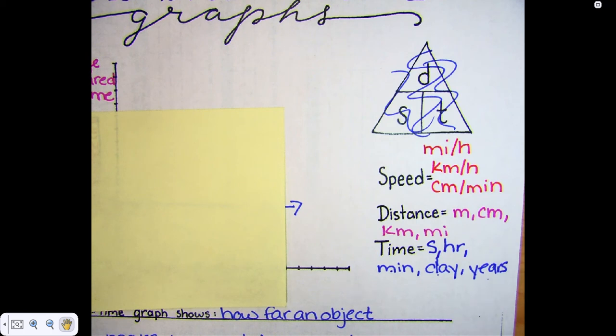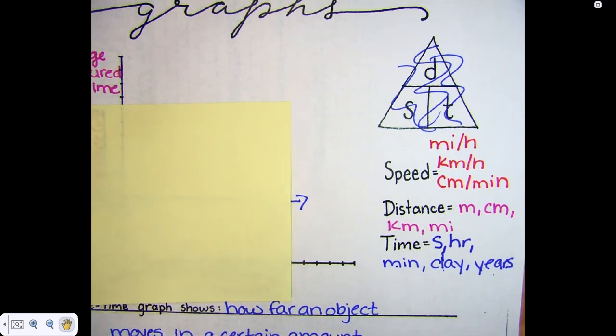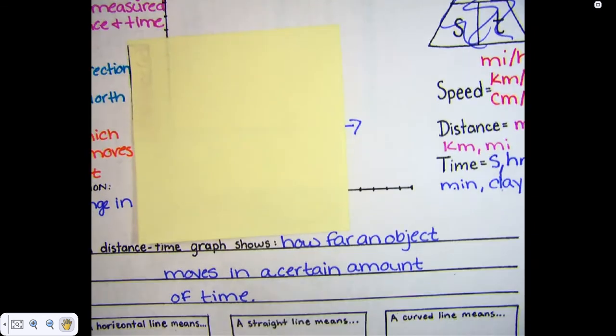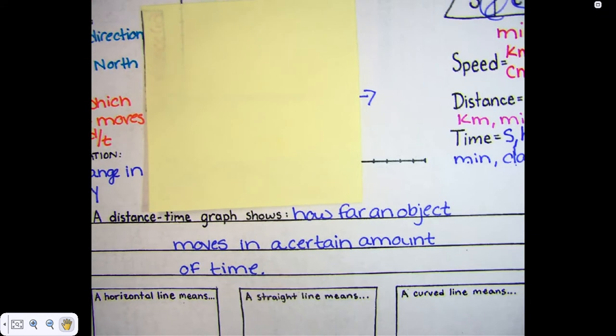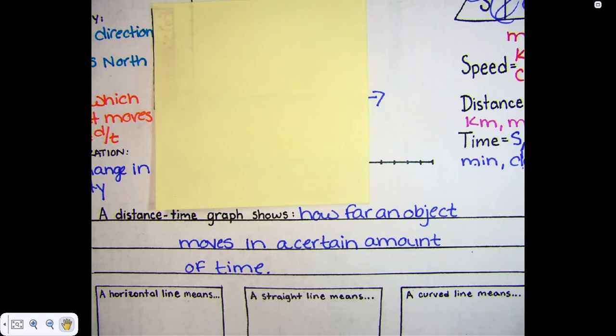All right, now let's get into what a distance time graph is. The first thing we want to do is define what a distance time graph is. A distance time graph shows how far an object moves in a certain amount of time. I can look at the distance time graph and figure out where the object is going, if it's going towards the start or towards the reference point, or I can figure out the speed from this.